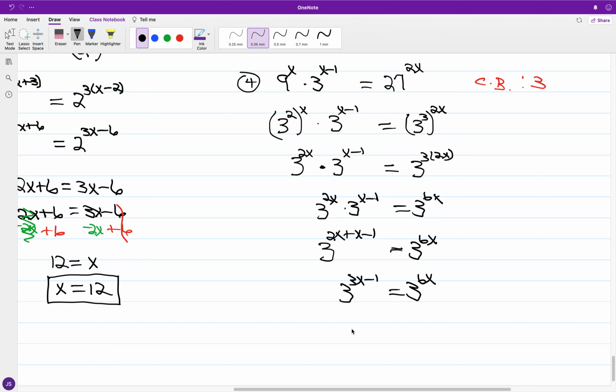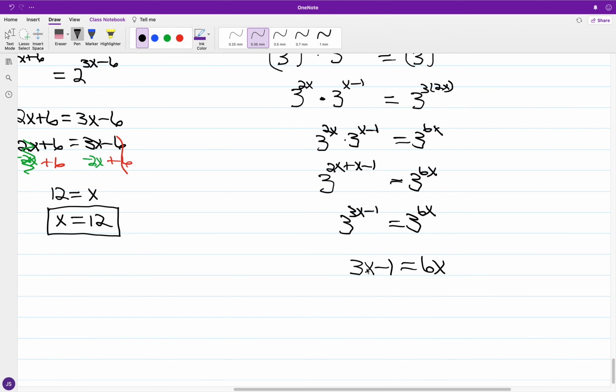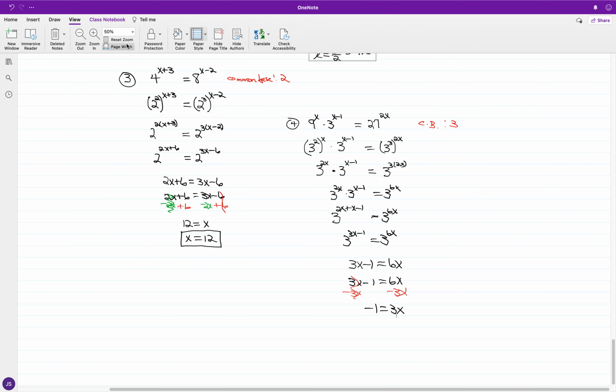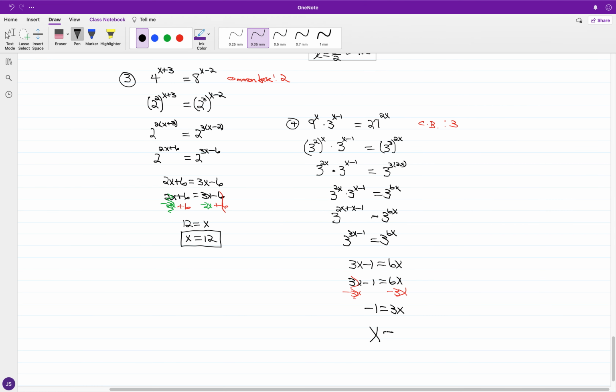Now I got single base 3 terms, and I can set the powers equal to each other. So with 3x minus 1 equal to 6x, I can take 3x away from both sides. And we've got -1 is equal to 3x. And with division by 3, we can come out to a non-integer value for x, and that is going to be -1/3.